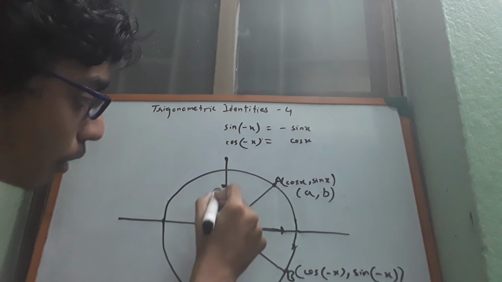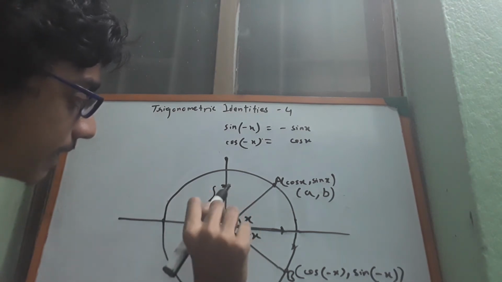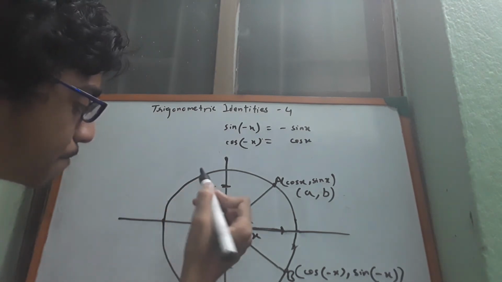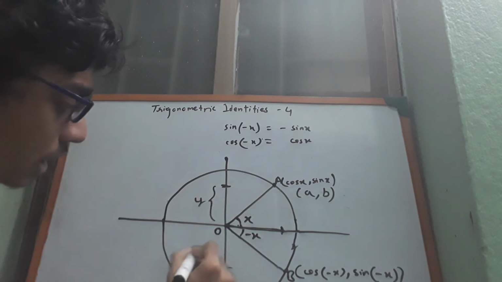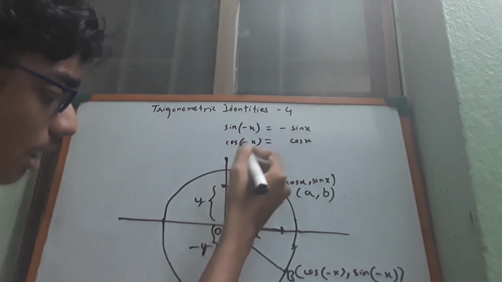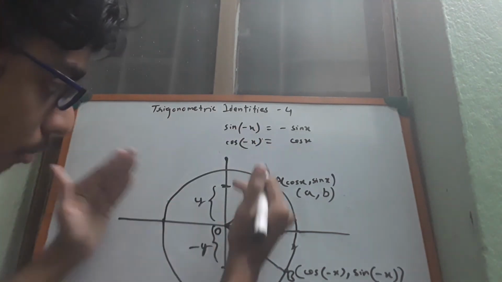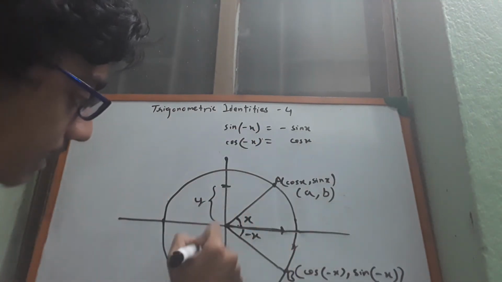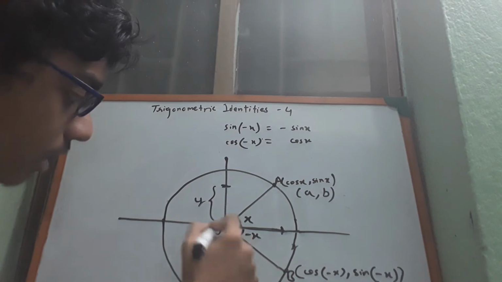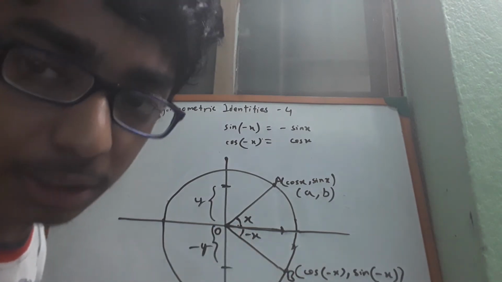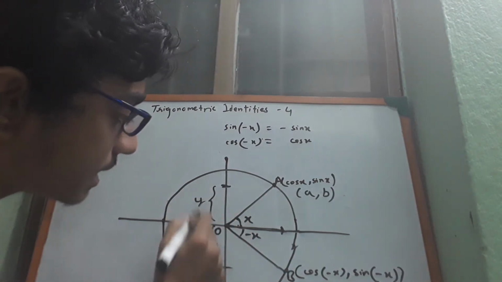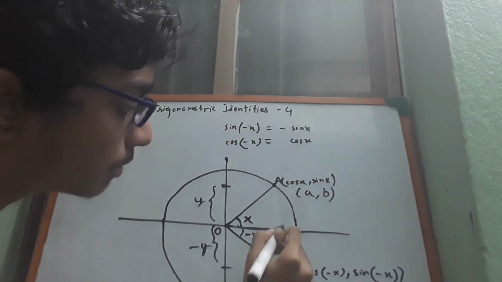But for B, the y coordinate is, let's assume this is, say anything, say y. So this will be minus y. Because these two angles are same, so this length must be the same. But as it lies in this area, the fourth quadrant, the y coordinate will be negative. So this is minus y basically. So see, only the y is changing, the x coordinate is remaining the same.